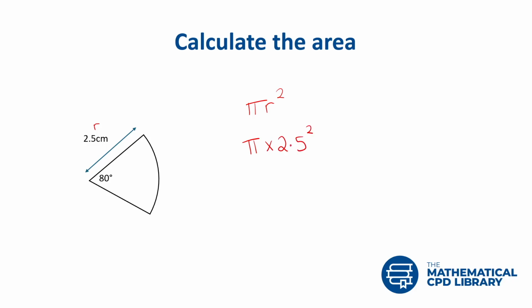The issue here is that I don't have a full circle, I've just got a fraction of it, and the fraction I've got is 80 out of 360 degrees. So I'm going to adapt this formula and I'm going to add the fraction that I have at the beginning. So 80 over 360 multiplied by the full area should give me the area of the sector. If you then type that into a calculator, you would get 4.4, which I have rounded here, centimetres squared.